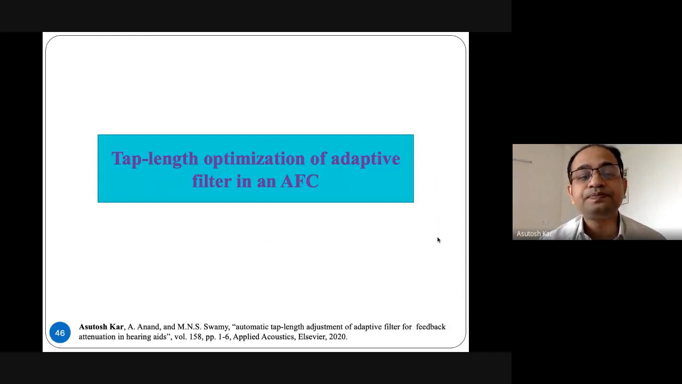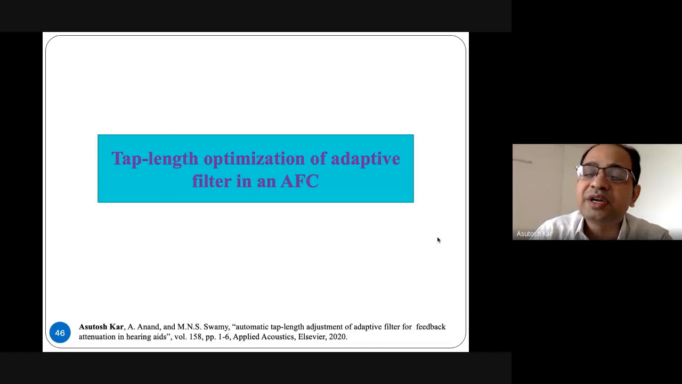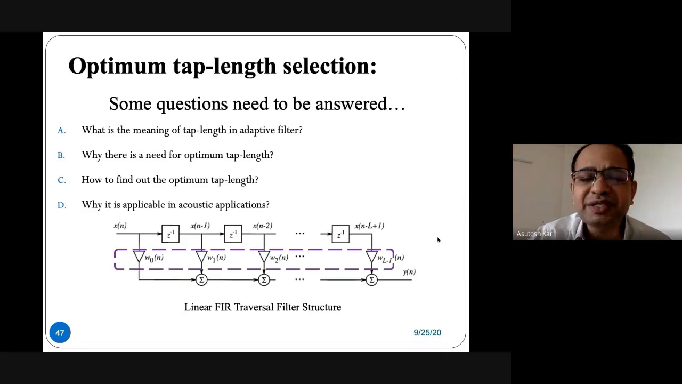This is the final thing I am presenting. I will go through it quickly. Normally researchers comment, and this work I am showing, a tap length optimization, after a couple of rejections it got accepted, and the reason behind it is that it was very difficult to convey why optimizing the structure for hearing aids is important.